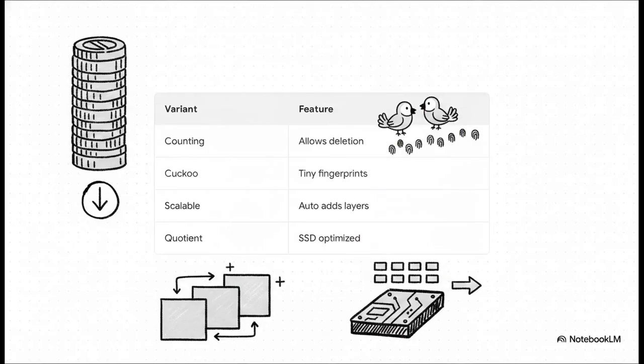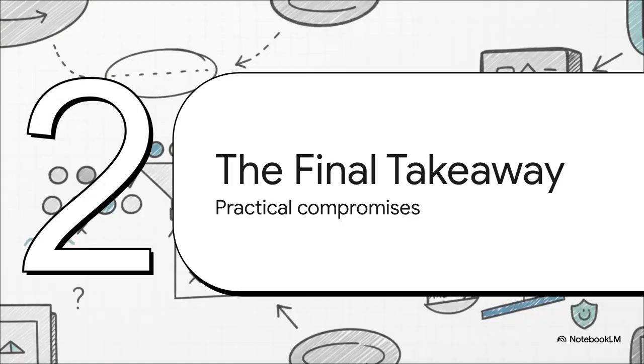So, choosing the right probabilistic structure today depends heavily on your specific update patterns. If you absolutely need deletions, you might swap to a counting Bloom filter, which uses memory-heavy counters instead of single bits. Need even better efficiency? You might look at a Cuckoo filter. It stores tiny fingerprints and actually performs better than a Bloom filter when your target error rate drops under 3%. There are also scalable filters that automatically add layers when they get full, and quotient filters that are heavily optimized for SSD locality.